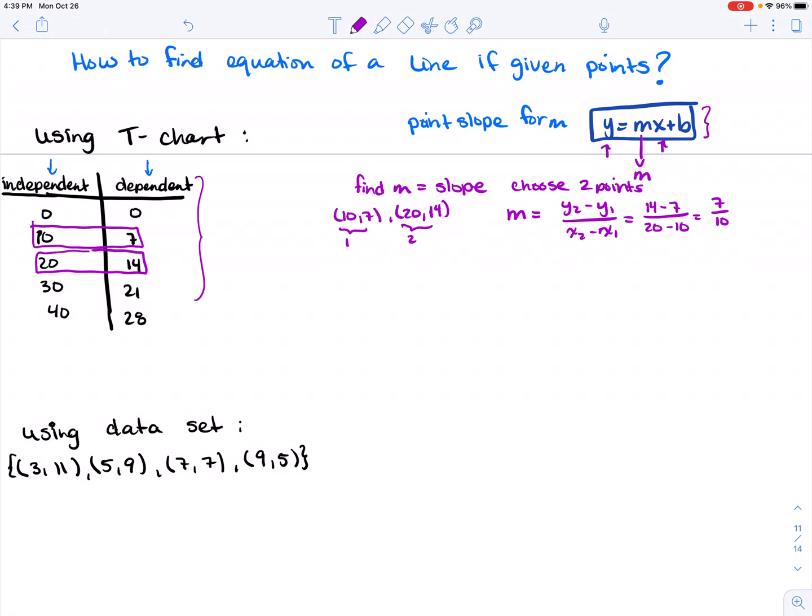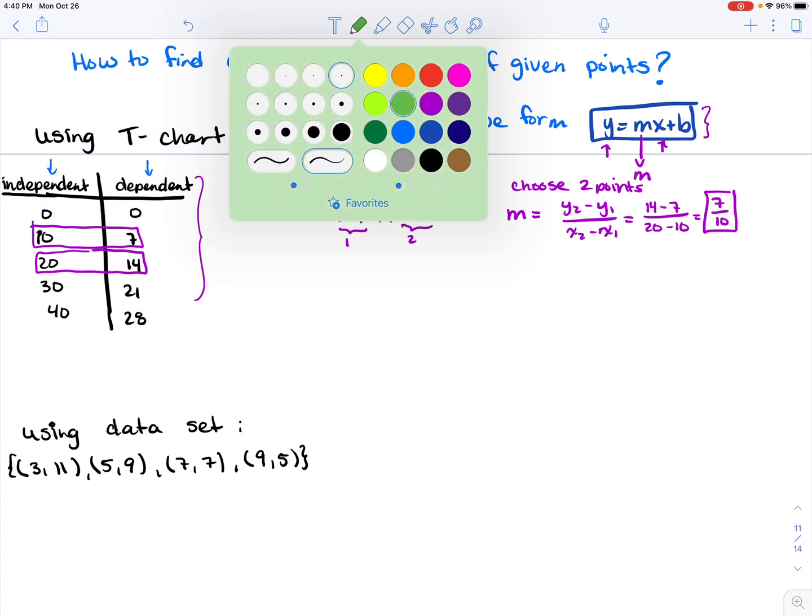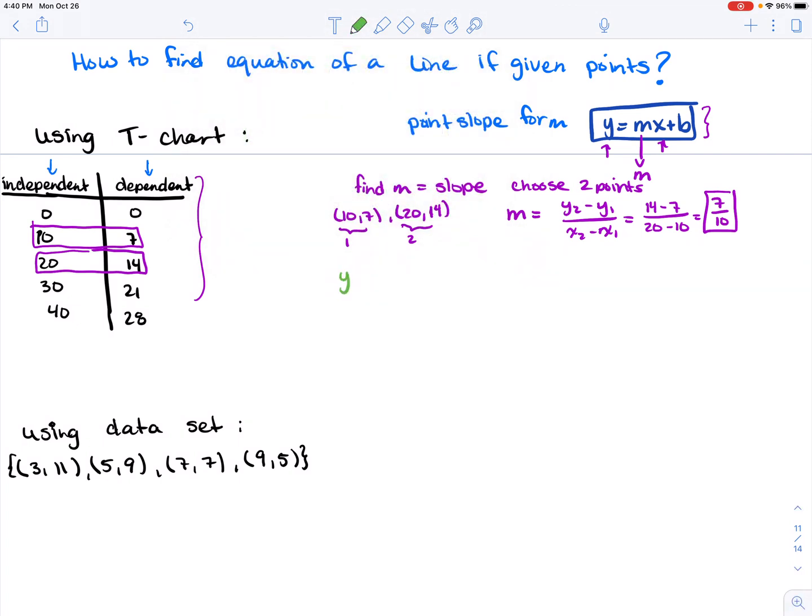Okay, great, Miss Carla. Now I found my m for my point slope form equation, but how do I deal with the rest? How do I know what y's, what x's, what is a b? The rest of it actually is pretty simple. It's just a matter of memorizing. In order to get to here, I'm going to do this. It's y minus y1 equals m, which we found, times x minus x1.